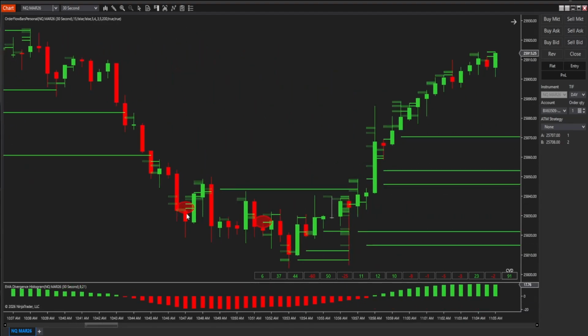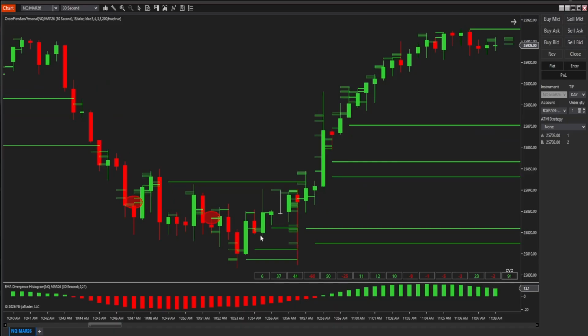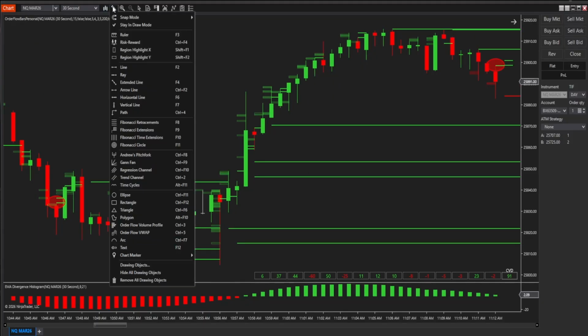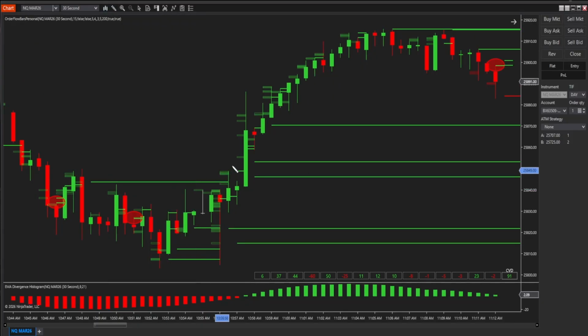And right here, we have trapped buyers, but then they kind of regained control, and then we kind of consolidated in this area right here. Now we have stacked and balanced right here and right here, but this is just chop area. You don't want to trade this chop area right here. But we did have another double stacked and balanced area right here.